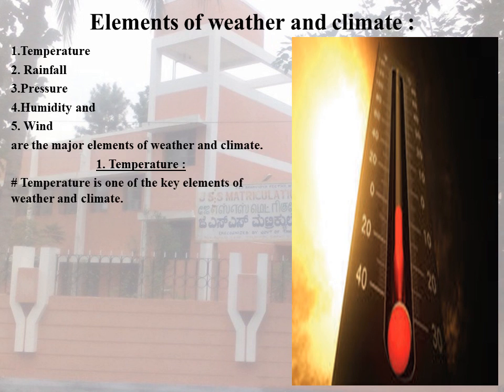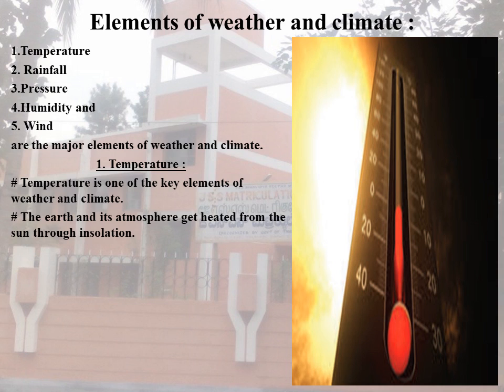The earth and its atmosphere get heated from the sun through insolation. The degree of the heat present in the air is termed as temperature. Apart from sun rays, the heat in the air also depends on the atmospheric mass to a small extent. Temperature varies with time due to the changes in the level of radiation which reaches the earth's surface. This is due to the motion of the earth, the rotation and revolution, and the inclination of the earth's axis.